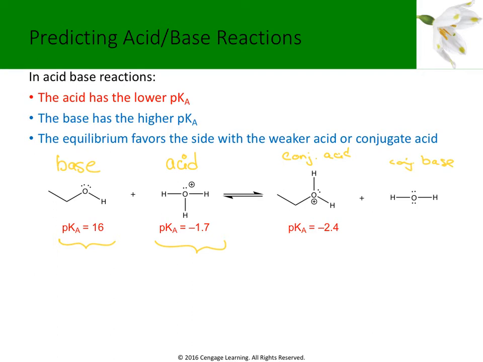Now if we compare the starting acid to the conjugate acid, the conjugate acid is actually stronger than the starting acid. That means that the equilibrium is going to favor the reactant side because that's the side with the weaker acid. So if you try to do this in the lab, maybe you'll make a very small amount of the products, but mostly you'll have reactants in your flask.